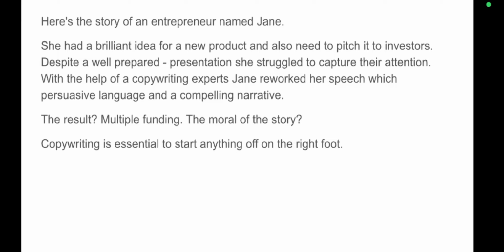Okay, so Jane had a brilliant idea for a new product, and she knows that this product is actually going to drive traffic in the future. She believes in her idea, so she has to make her investors believe in her idea as well, so as for them to invest in her product. And also she needs to pitch to her investors in this case.